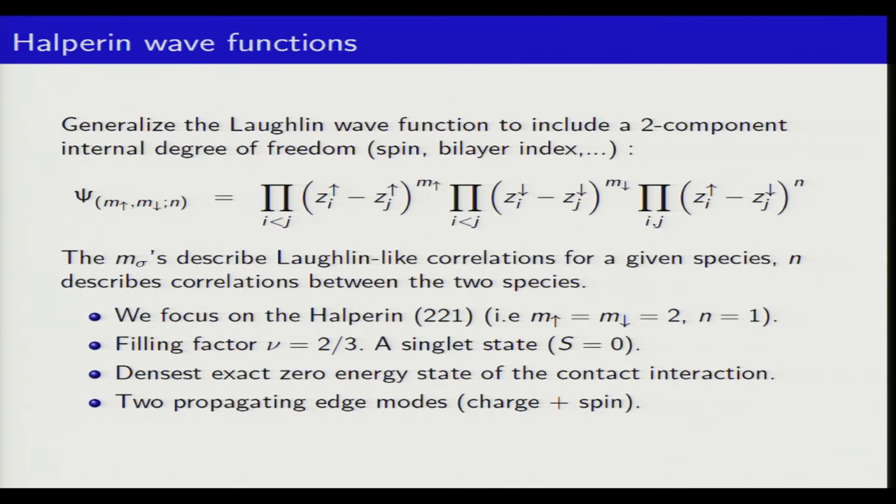So for the time being, I will focus on the specific case where I take two here, and one here. And the reason why is the following. The interaction that we use for the model, the state is actually the exact zero energy state. That's the densest zero energy state that you can have for this repulsive interaction. It corresponds to the filling factor 2/3, and it's a spin singlet. And in terms of edge modes, we have two propagating edge modes, one charge mode and one spin mode.